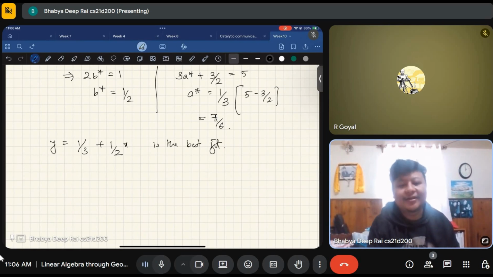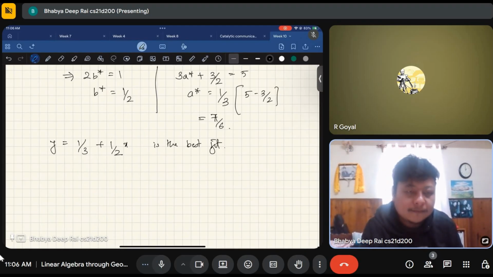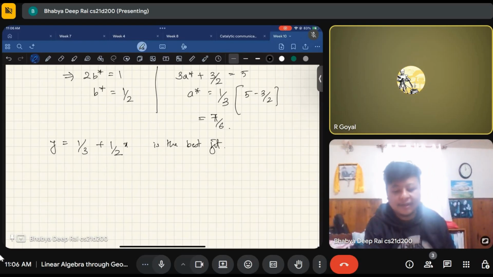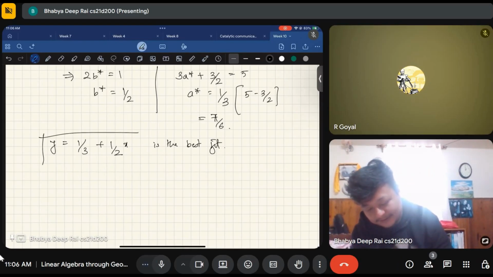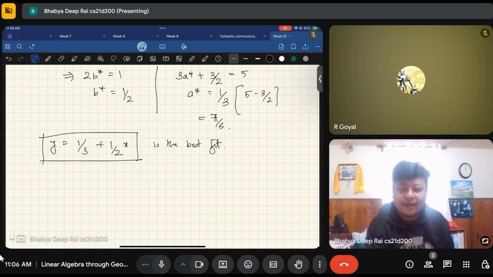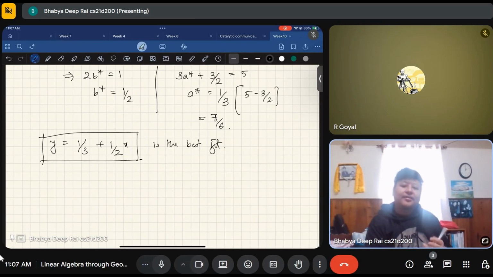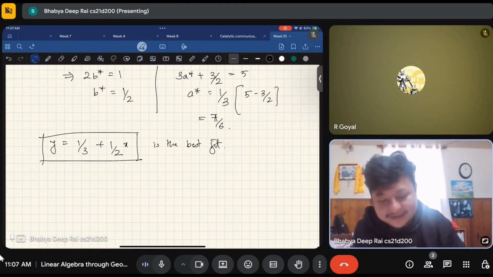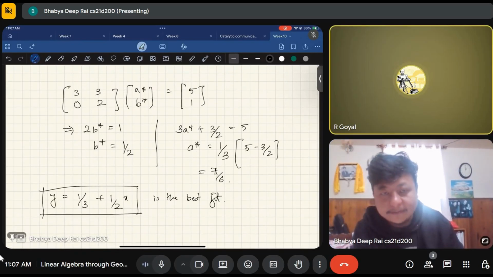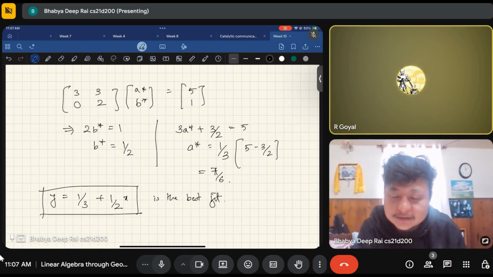In terms of Euclidean distance, you cannot get a better line than this. Yes, and this is your answer. You can even measure how good this is by actually calculating the norm and so on. But in general, this will suffice.